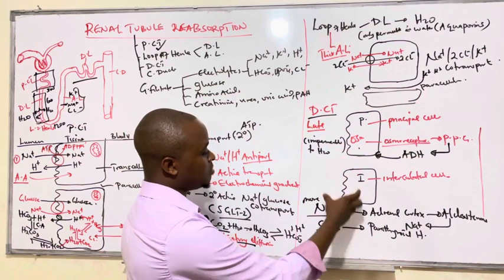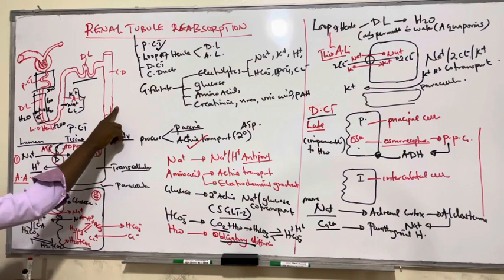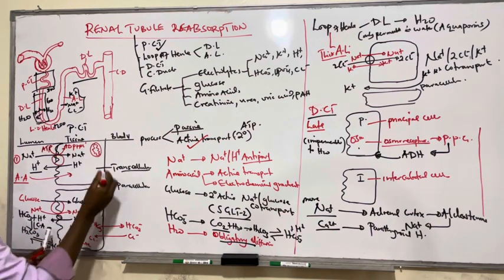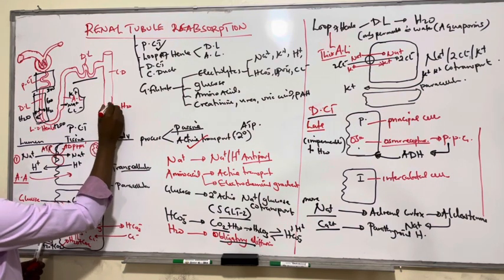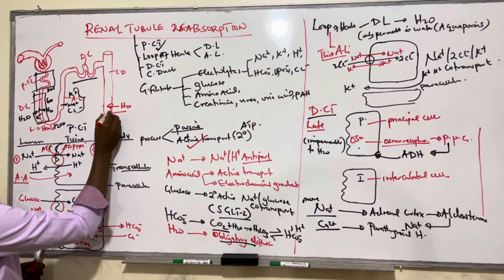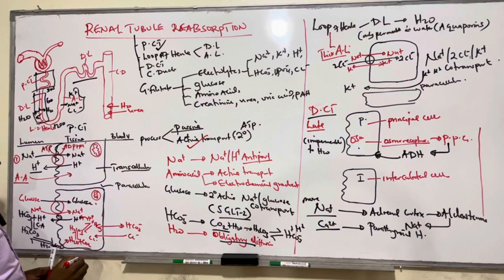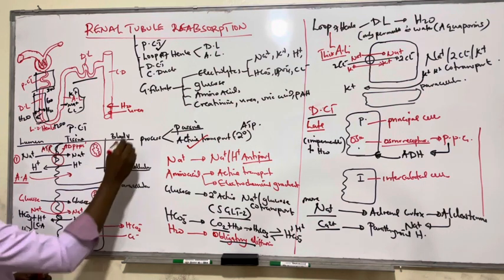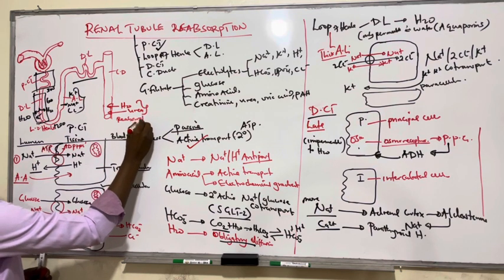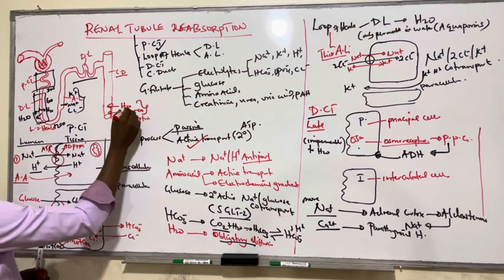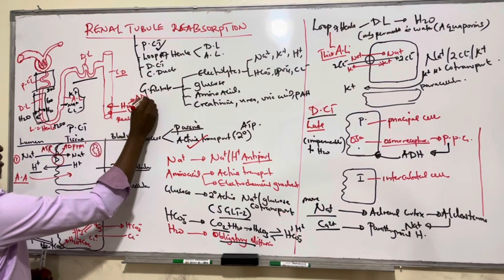And this same mechanism in the late part is the same mechanism in the collecting duct. We shall also see that in the collecting duct, if more water is needed, it is reabsorbed. We shall see that even if more urea is needed, it is reabsorbed in the collecting duct. So in the collecting duct, we see reabsorption of water and urea. Water under influence of ADH.